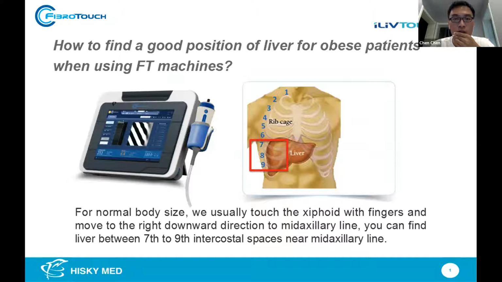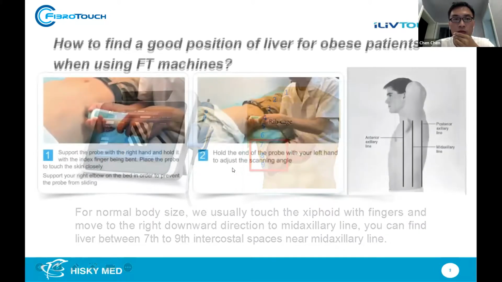As we show on the screen, for normal body size, we usually find the liver position as we touch the xiphoid with our fingers and then move to the right downwards and to the midaxillary line. And then you can find the liver between the 7th to the 9th intercostal space, just near the midaxillary line. That is for the normal body size.